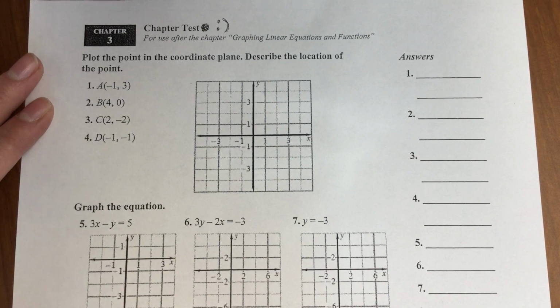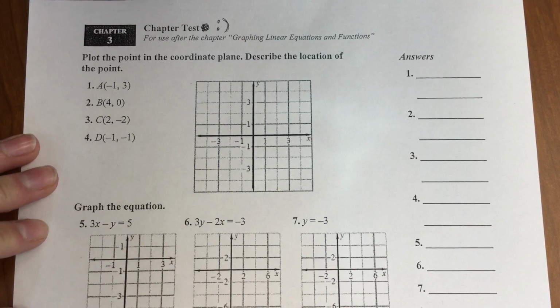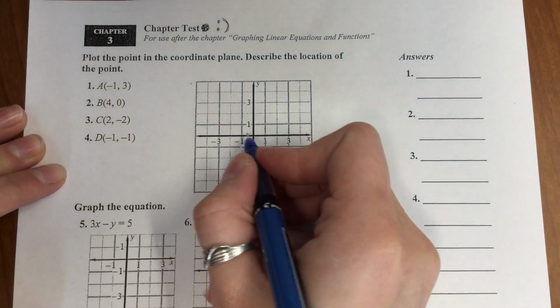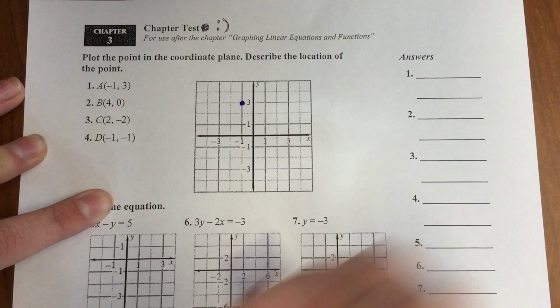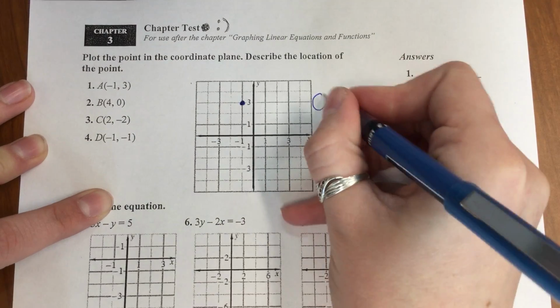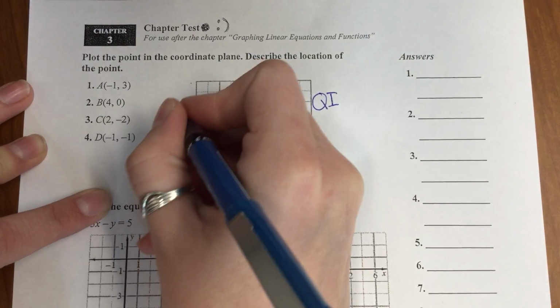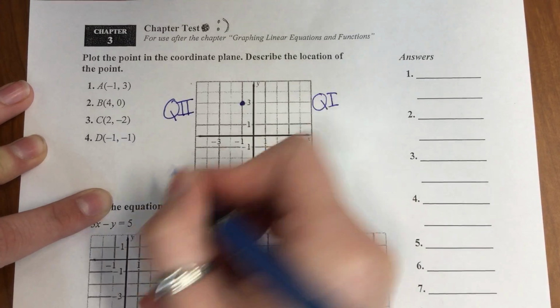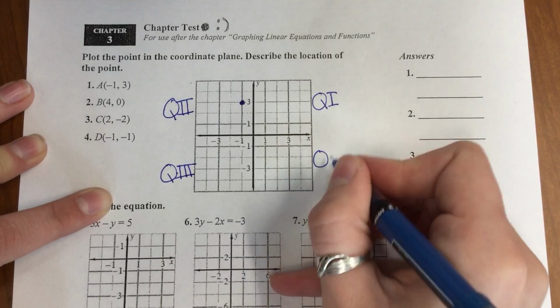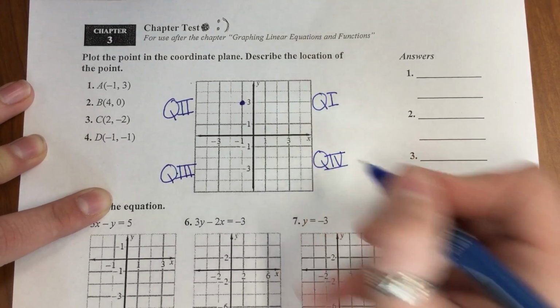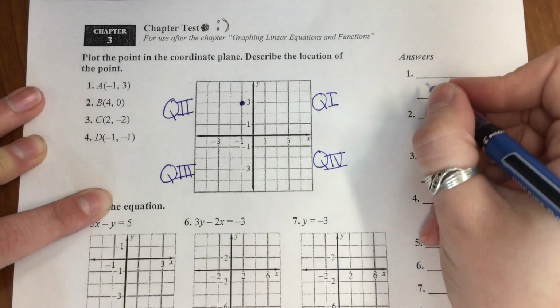Chapter 3 test corrections. Plot the point in the coordinate plane. Describe the location of the point. A, -1, 3. Quadrant 1, quadrant 2, quadrant 3, quadrant 4. Okay, so that one is in quadrant 2.